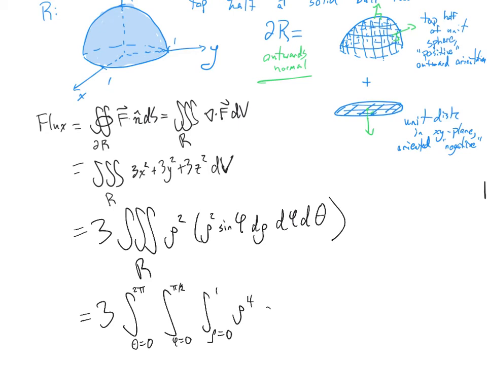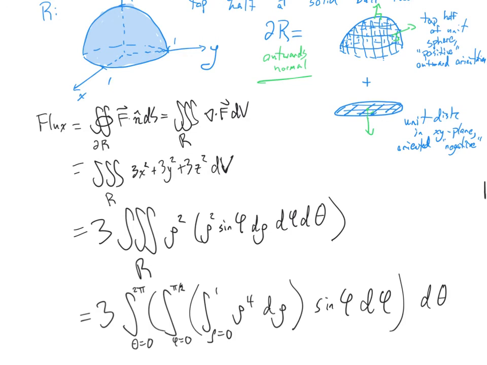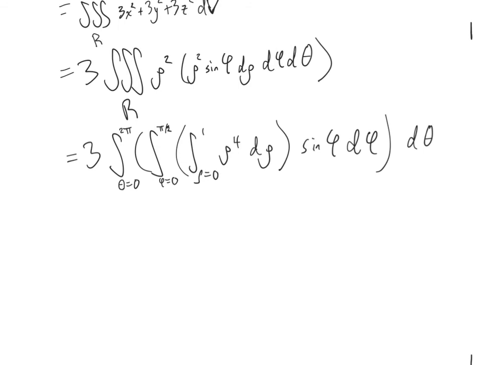I've got rho to the 4th, d rho. Then I've got this sine phi d phi integral. And finally, I've got a d theta integral. And because these are constant bounds, I can do them in any order I want. So let's just do them all at once. So I get 3. For theta, I get 2 pi minus 0, because I get theta evaluated from 0 to 2 pi.